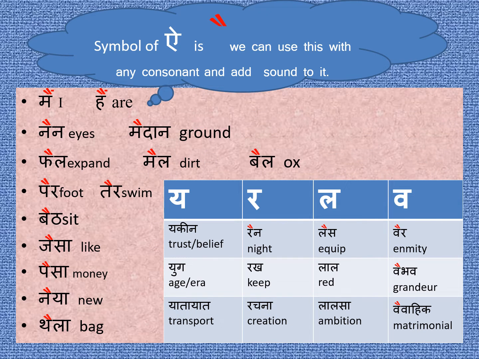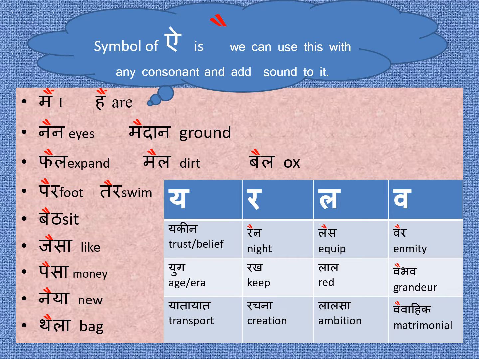Here we can see some more words with the consonants ya, ra, la, va. It is very important to learn the meanings and the pronunciation of new words when you are learning a new language. So, before learning the words, we will see the symbol of A.